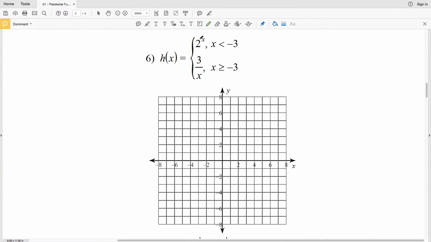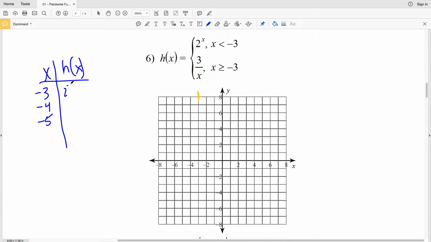In number 6, since 2 to the negative 3 is not equal to 3 over negative 3, the change in our piecewise function is going to occur at the point negative 3, where negative 3 is included in that second piece. So for h of x, I'll enter in values for x when x is less than negative 3. I'll start with negative 3, then go to negative 4 and negative 5, so I can see where that open circle will lie on my graph.